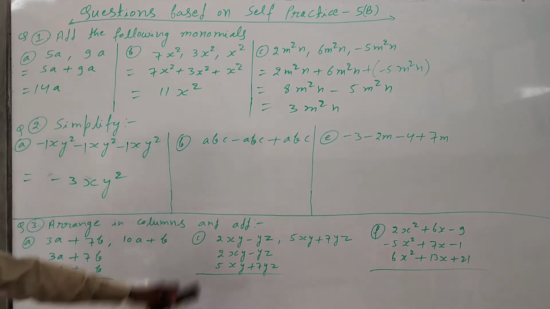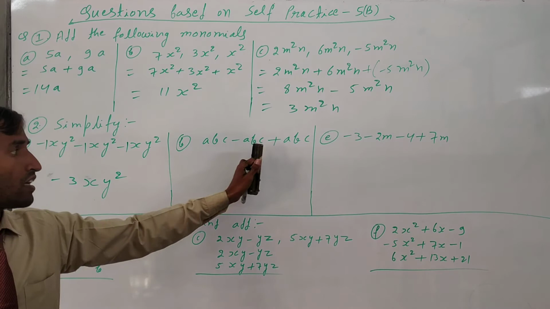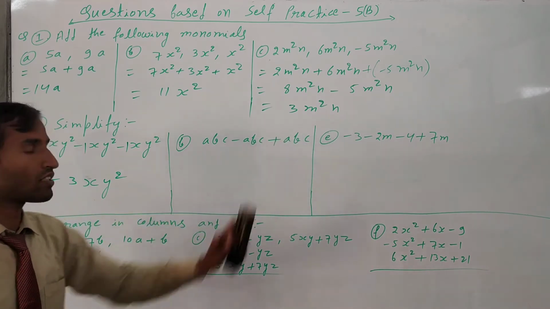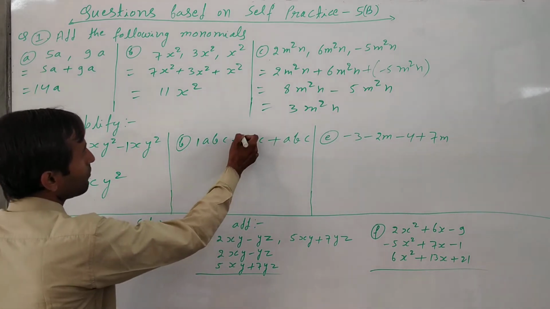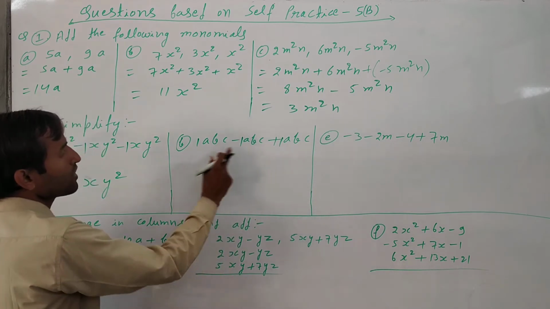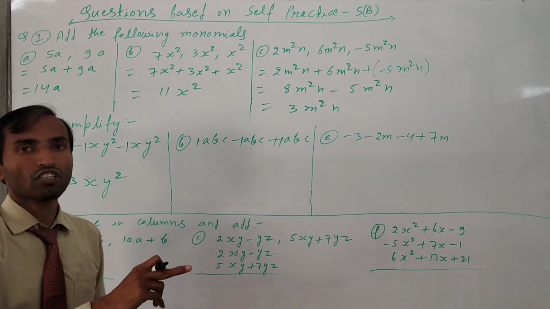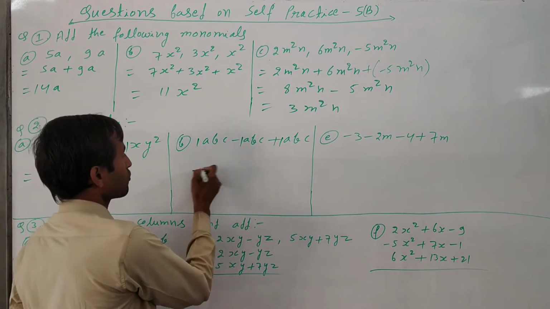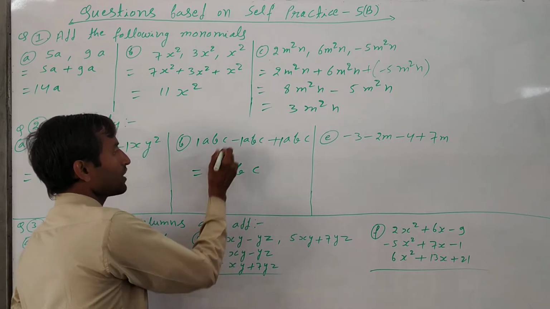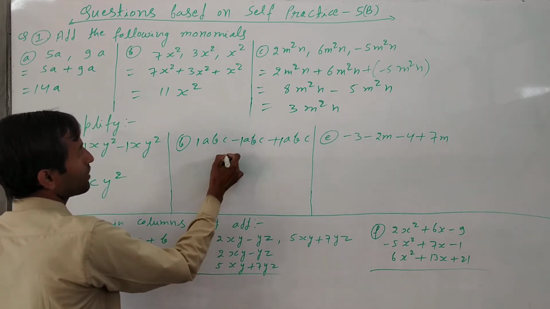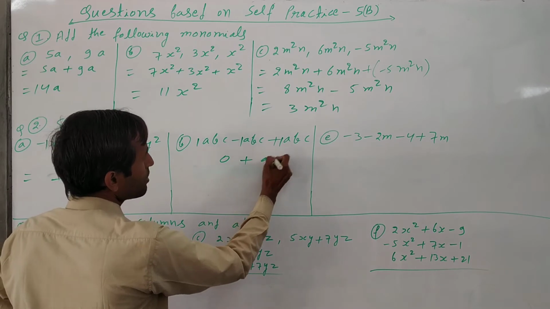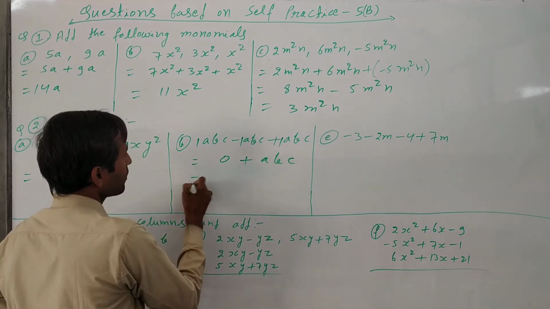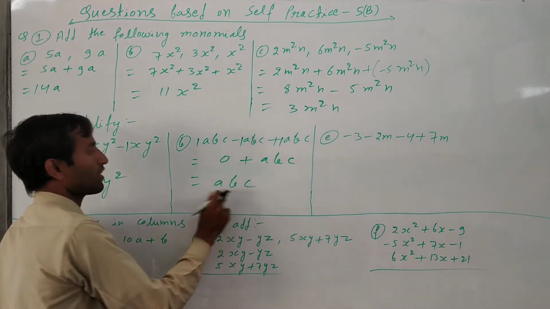Okay. Next here: ABC minus ABC plus ABC. Here nothing means 1, here minus 1 and here 1. So this 1 minus 1 will be 0, and here ABC is there. So the final answer is ABC only. This one will be 0, 1 minus 1 is 0, and plus ABC. Final calculation is ABC. Final answer.